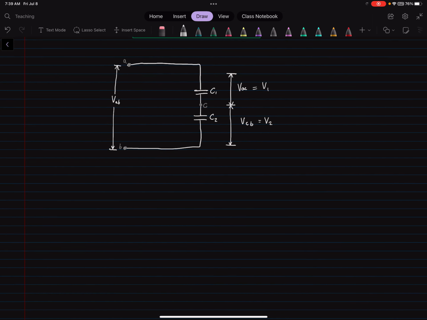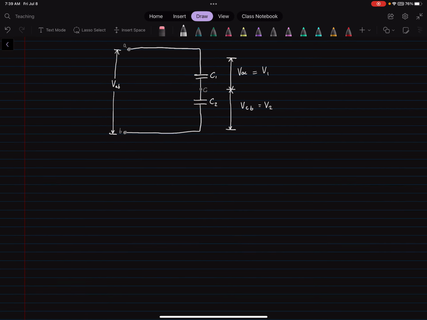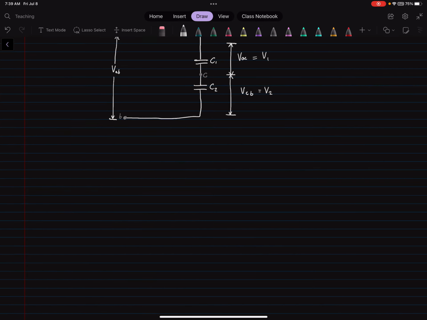Okay, so we can think about how these things add by thinking about how voltage adds in a circuit. There's a garbage truck there. I don't know if you guys can hear it, but it's pretty loud.